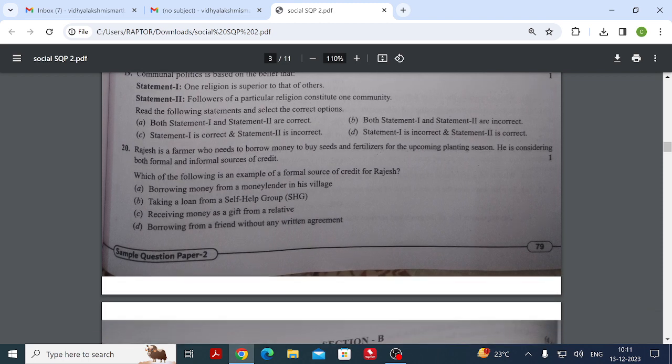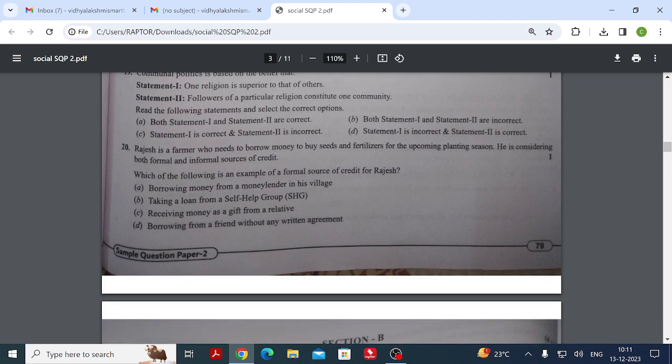Okay, and now Rajesh is a farmer who needs to borrow money to buy seeds and fertilizers for the upcoming planting season. He is considering both formal and informal sources of credit. Which of the following is an example of a formal source of credit? Borrowing money from a money lender, taking a loan from a self-help group, receiving money as a gift from a relative, borrowing money from a friend without any written agreement. Which is formal? B, taking a loan from a self-help group, that is formal.